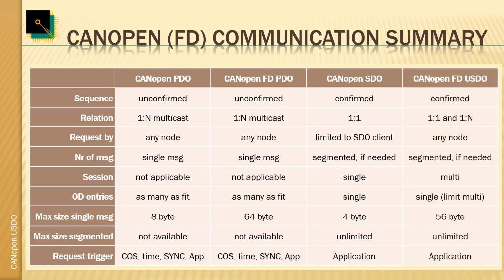And last, the CANopen FD Universal SDO brings everything together. It offers one-to-one as well as one-to-many communication, and the client can also be any node. So here truly every CANopen node in the system can issue SDOs or universal SDOs to every other node in the system, allowing us to implement a very powerful communication exchange method here.